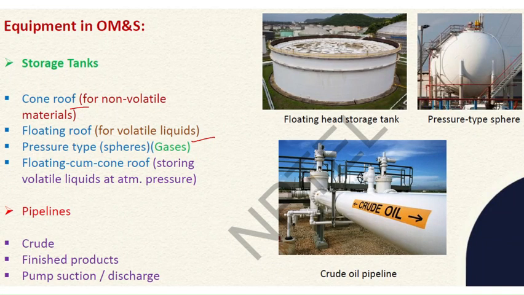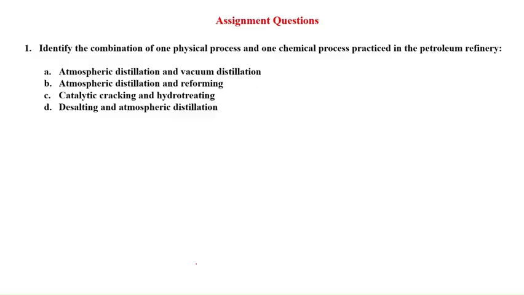Then, if we need to store gases at high pressure, then sphere tanks can be used. Then floating cum cone, for storing volatile liquids at room temperature. Then pipelines for transferring crude and finished products, and pump suction and discharging.